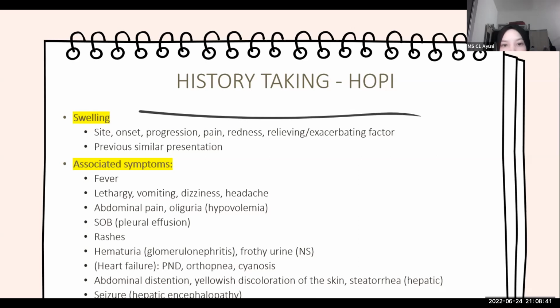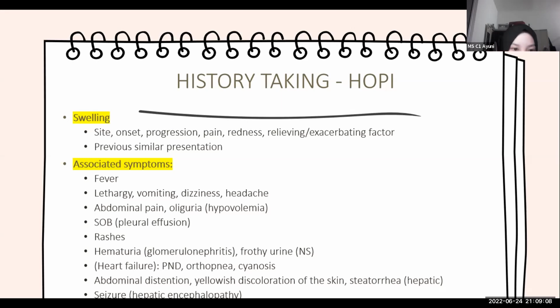There might be rashes, which may point towards the etiology of renal disease, for example, SLE. Next, if there is any hematuria in glomerulonephritis or frothy urine in nephrotic syndrome. So we have to ask about symptoms of heart failure, for example, paroxysmal nocturnal dyspnea, orthopnea, and cyanosis if there is any congenital heart disease in the pediatric population.